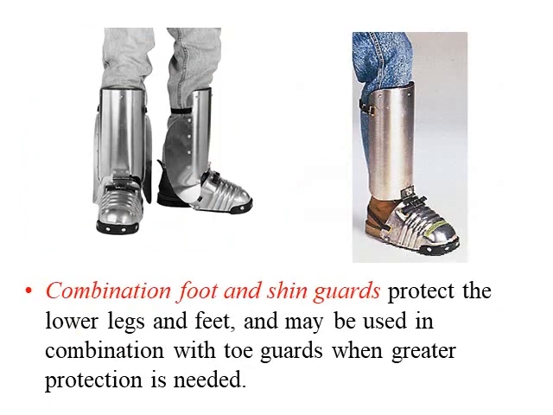Next is a combination of foot and shin guards. In earlier slides we saw how to protect the toes by using all those things, but sometimes we may need a combination of both. So we need to protect the foot as well as the shin. For that purpose, we have the combination shin guards, and it protects the lower legs and feet, and may be used in combination with toe guards when greater protection is needed. As can be clearly seen in the sketch, this is how it's being used.